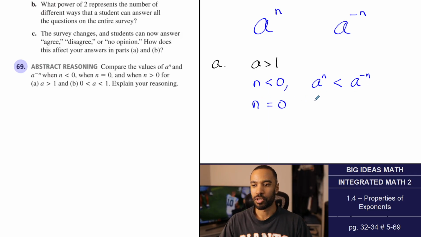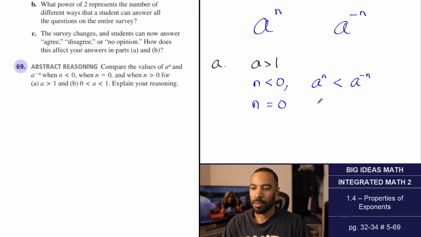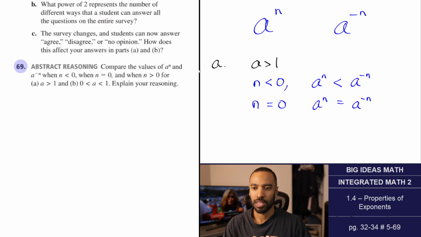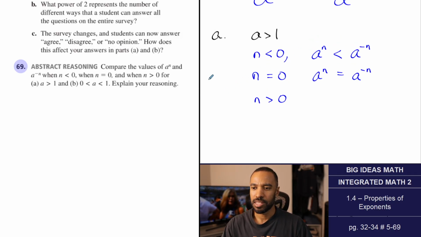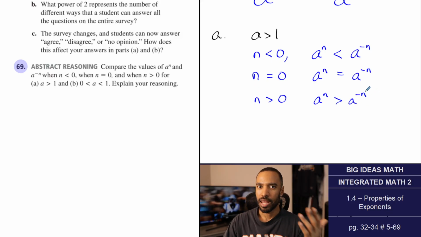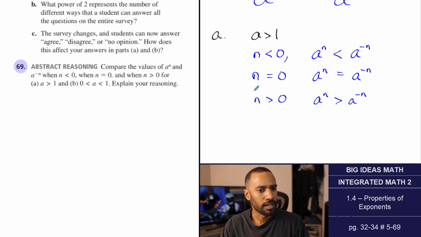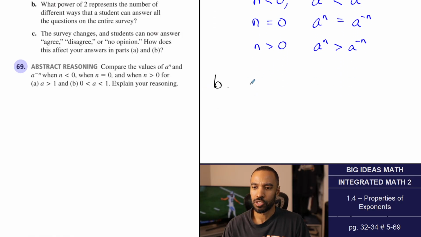When n equals 0, a is 2 or 3 or whatever, both of these will be the same. a to the n equals a to the negative n because they are both to the 0 power. When n is greater than 0, now a to the n is the actual positive number, and a to the negative n turns it into a fraction with a 2 involved, and that would be that.